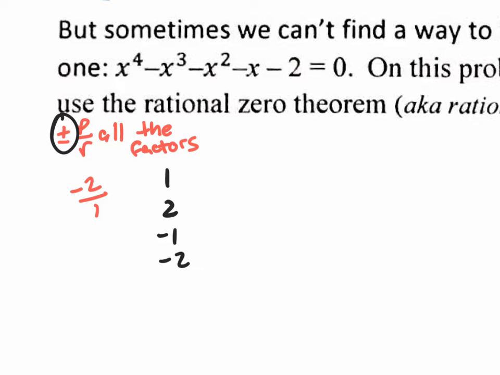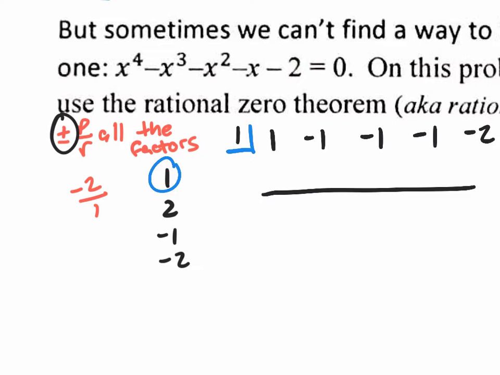So let's start with 1. Let's plug in this first value of 1 right into the box. Let's do our coefficient list. The coefficient of x to the 4th is 1. The coefficient of x to the 3rd is negative 1. The coefficient of x squared is negative 1. The coefficient of x is negative 1. The constant at the very end is negative 2.